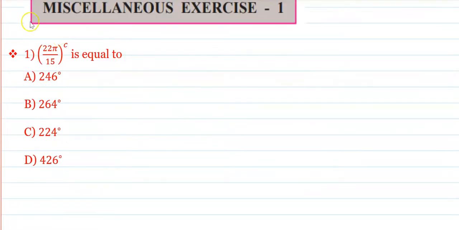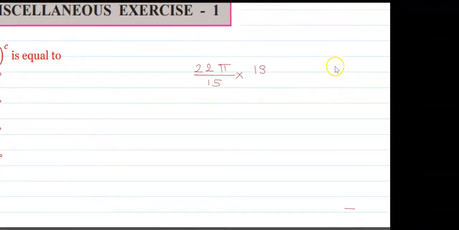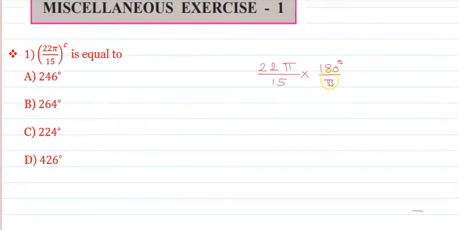First question. 22 pi upon 15 radian is equal to, option A 246 degree, option B 264 degree, option C 224 degree and option D 426 degree. Now to convert this radian to degree, we have to multiply it by 180 upon pi. Now see this here. 22 pi upon 15 into 180 degree upon pi.